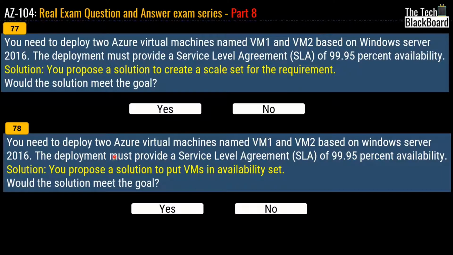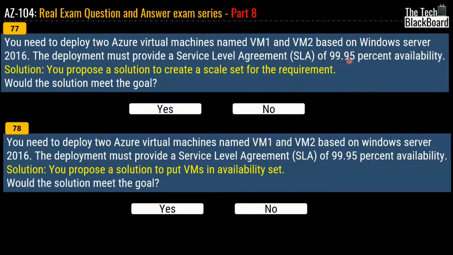The question is exactly the same. However, in this 78th question, the solution given is that you propose a solution to put the virtual machines in an availability set. Now, if you understand the question well, the need of the question is providing a service level agreement of 99.95%, which is nothing but the uptime of the application. Or you can also say that the question is asking you to provide the availability of the application up to 99.95%.